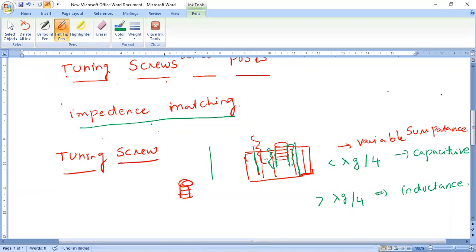Lambda g, ma'am? Lambda g is nothing but the guided wavelength. We discussed it in unit 1. Ma'am, how are we concluding that it should be less than lambda g by 4? Have they concluded this through experiments? Yes, through experiments. Okay, ma'am.